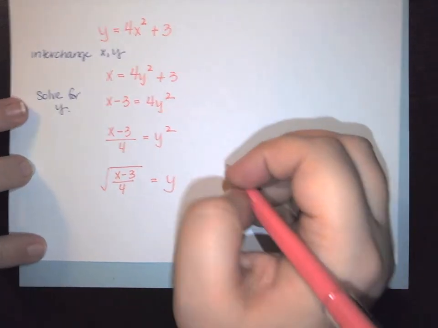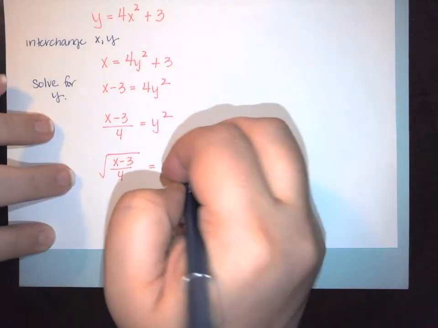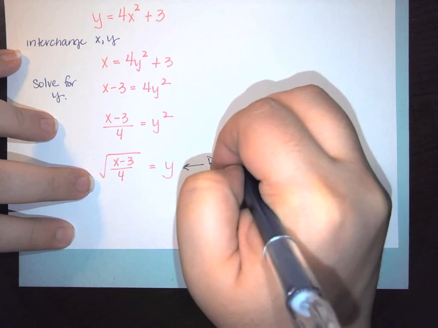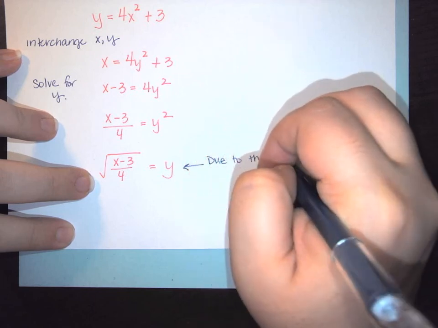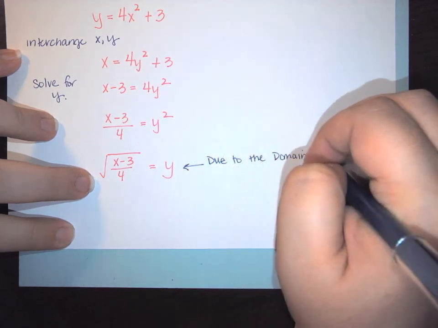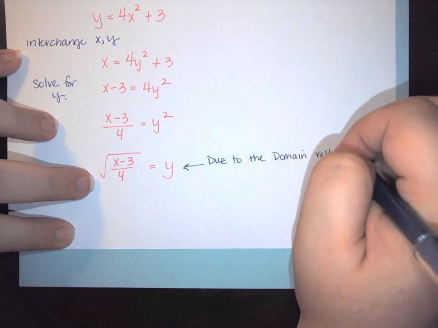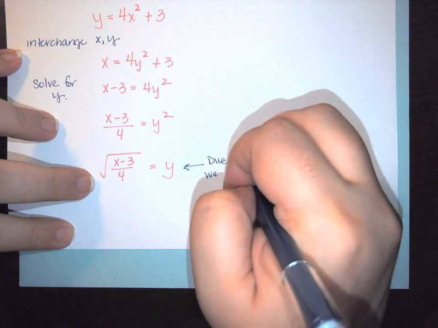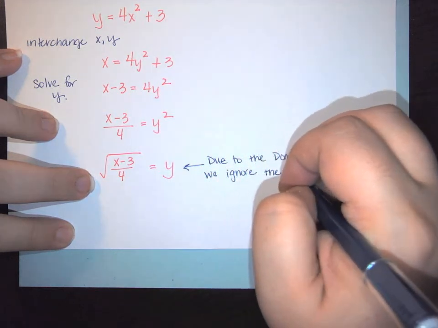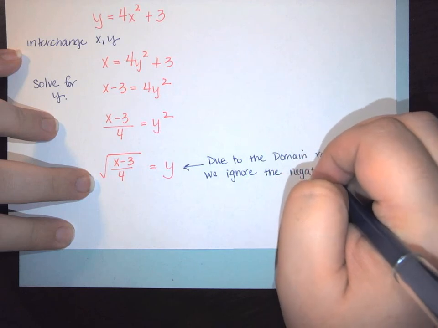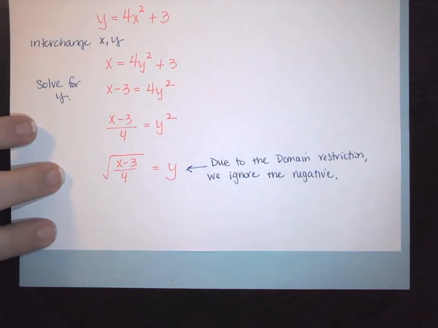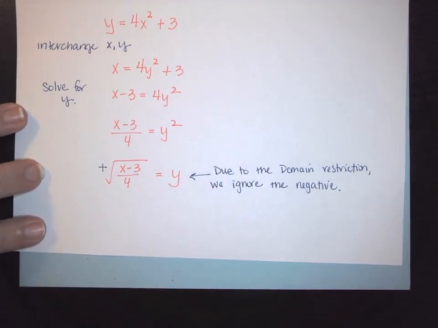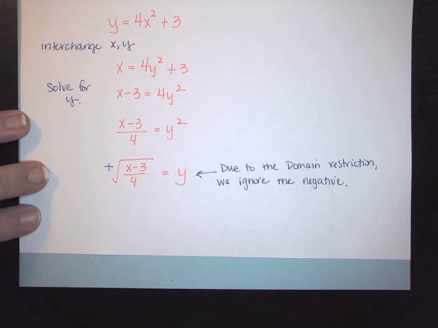Okay? So in this case there is something that you have to note here, and that is that due to the domain restriction we ignore the negative. So here the only thing that we care about is that this would just simply be the positive. Now since we know positive doesn't change anything, we generally don't write it.